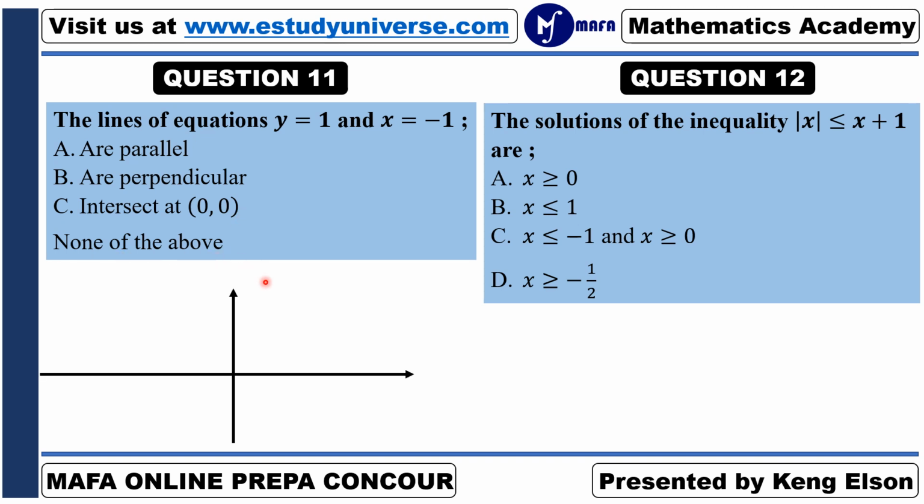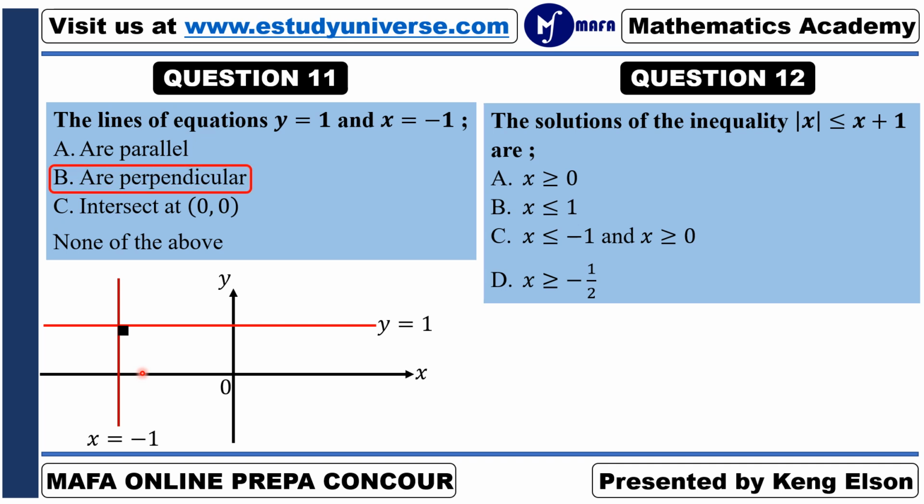So we draw our xy plane, we label the axis, we draw the line y equal to 1, it's a horizontal line. We draw the line x equal to negative 1, it's a vertical line. You clearly see that these two lines are what? Orthogonal or perpendicular, clearly. So option B is correct. Question 12.